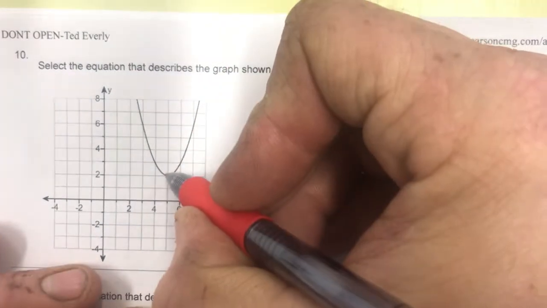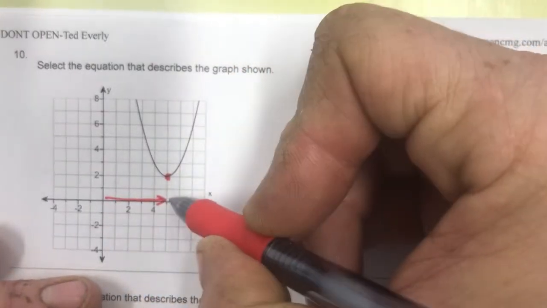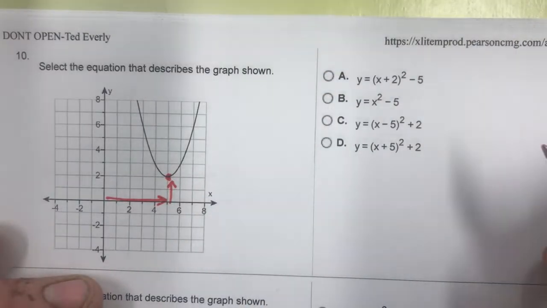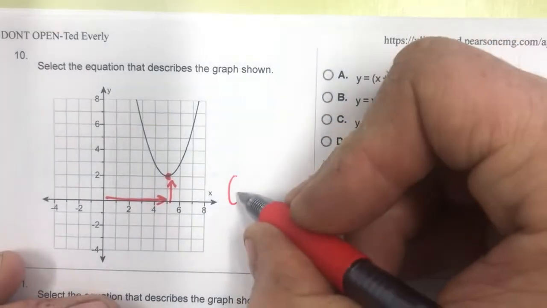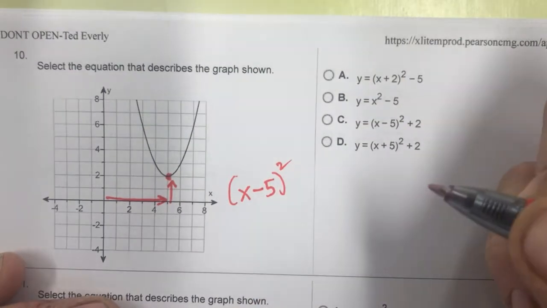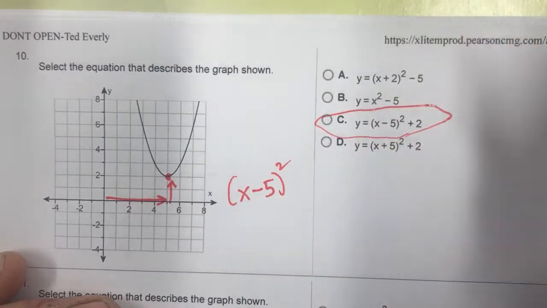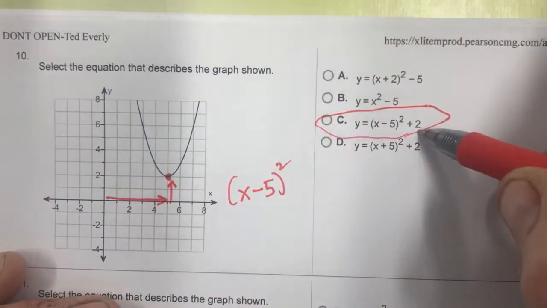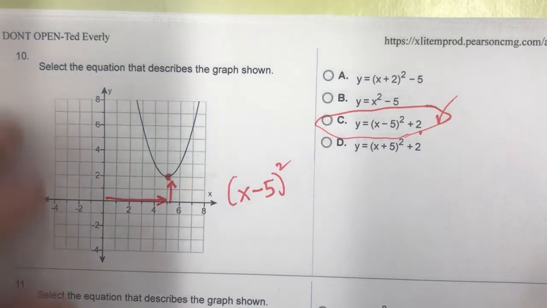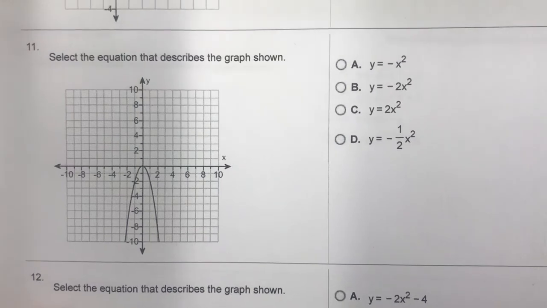All right, what about 10 here? All right, look for the vertex. All right, now look here. This has gone to the right 5, and it's gone up 2. All right, so since we go to the right 5, it means we should need to have x minus 5 squared. And, oh, there's only one of those right there. And then see, it's gone up 2, so we got the plus 2. That's it. Okay, that was easy.